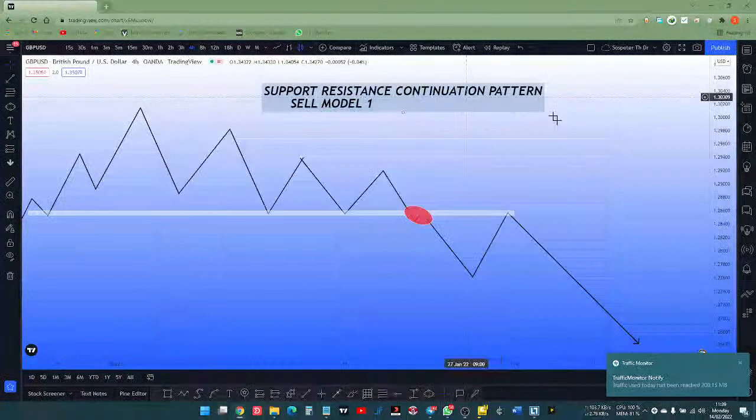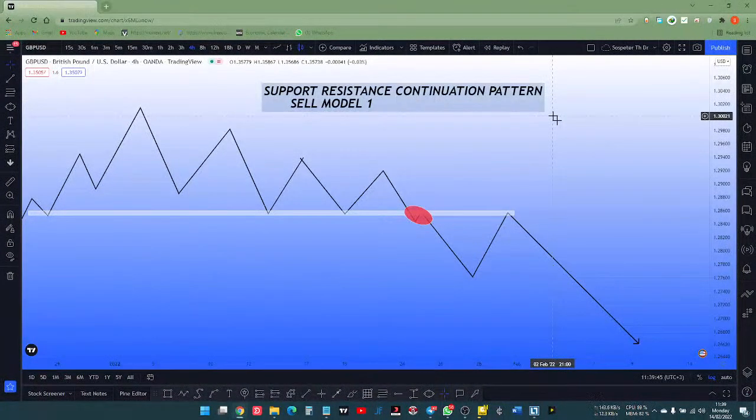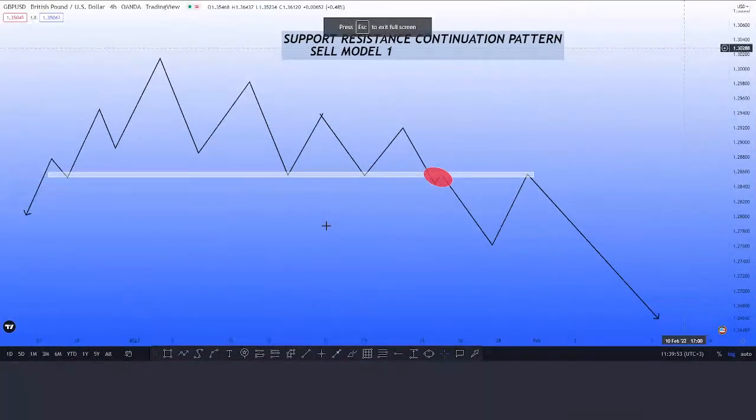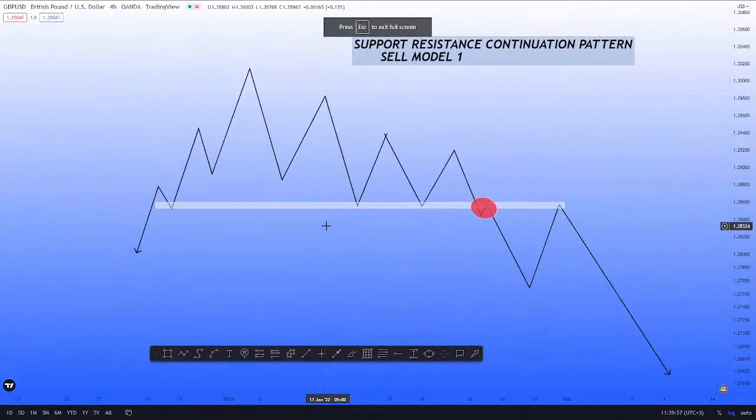Today's video I want to talk about the support resistance continuation pattern, the sell model. We have three patterns, but we're going to cover the first pattern. Generally it looks like this, but I'm going to repeat the process so that you can see. Yeah, so let's start.